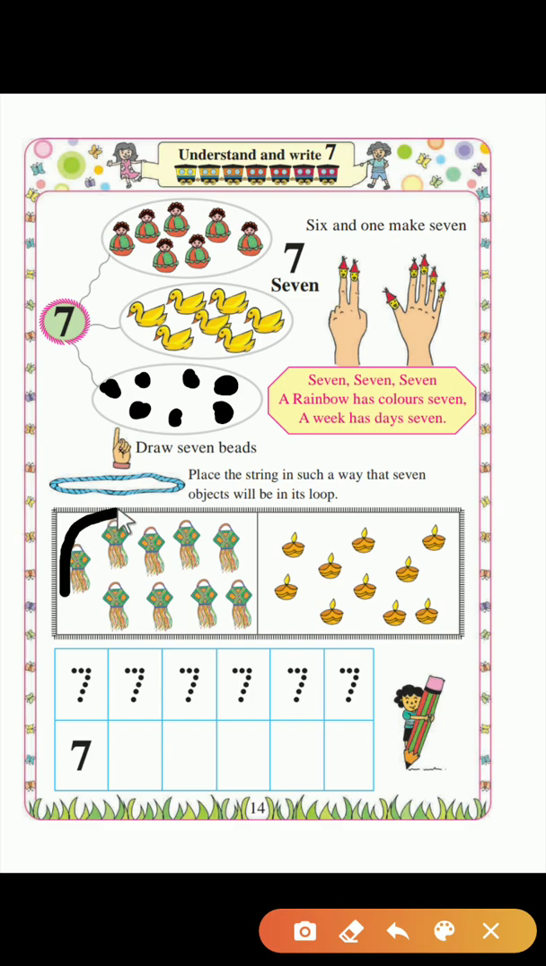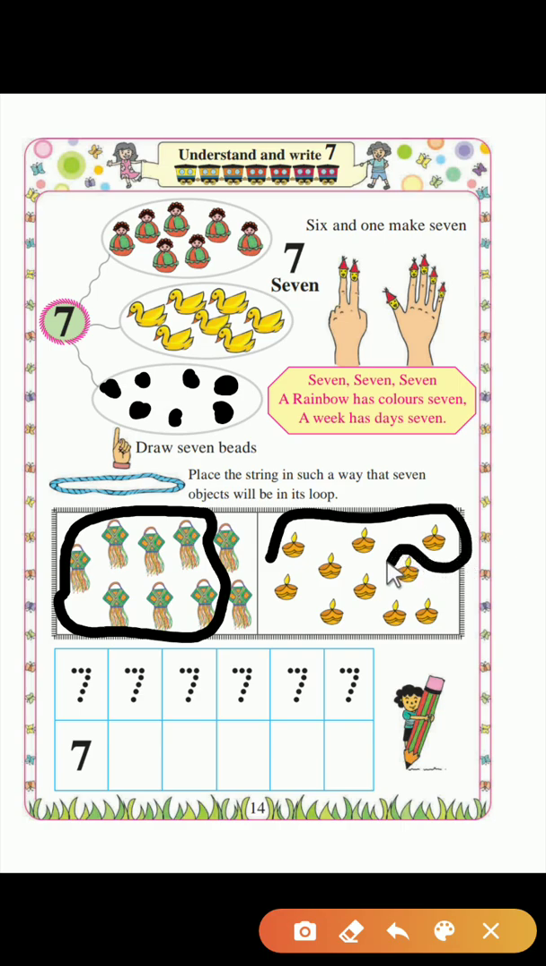1, 2, 3, 4, 5, 6, 7. Here lamps 1, 2, 3, 4, 5, 6, 7, 8, 9, 10. Here 10 lamps are there. So we will put around only 7. And write number 7.